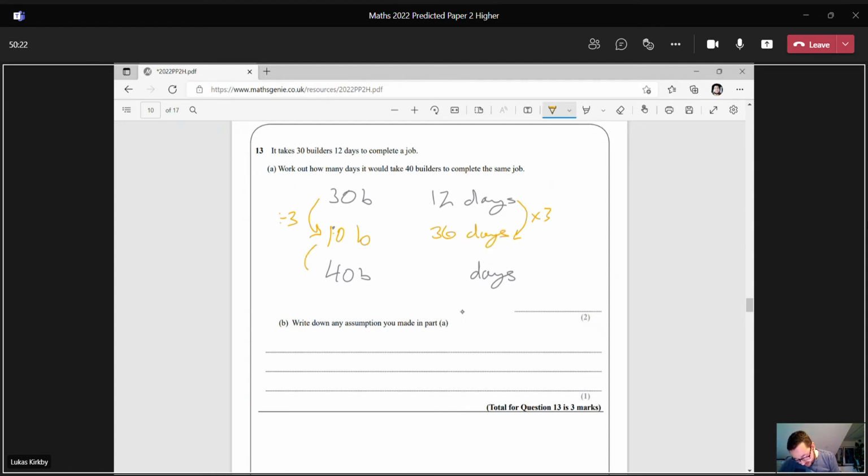And then from 10 to 40, we times by 4. But more builders is going to mean fewer days, so we want to divide by 4, and 36 divided by 4 is 9, so we think it will take 9 days. Write down any assumption that you've made. Well, I've made the assumption that all the builders are working at the same rate.